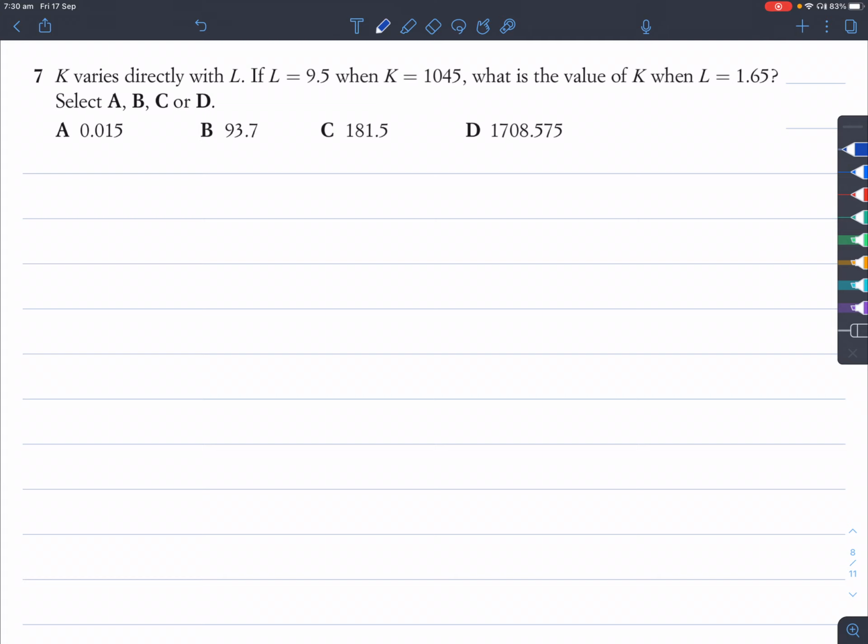Okay. So if K varies directly with L, usually you would write the constant variation here as K, but because there's a K here already, you want to use a different letter. So let's just say K equals ML, where M is the constant of variation in this case.